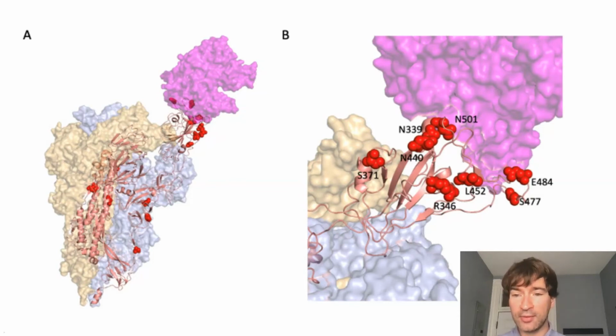And if we zoom in on the right, we see that a lot of these hits are actually in this interface region between the spike trimer, in particular the so-called RBD region, or receptor binding domain, and that ACE2 receptor. So this is what we would expect, but it's nice to see this kind of thing emerge from this kind of agnostic genome-wide analysis.